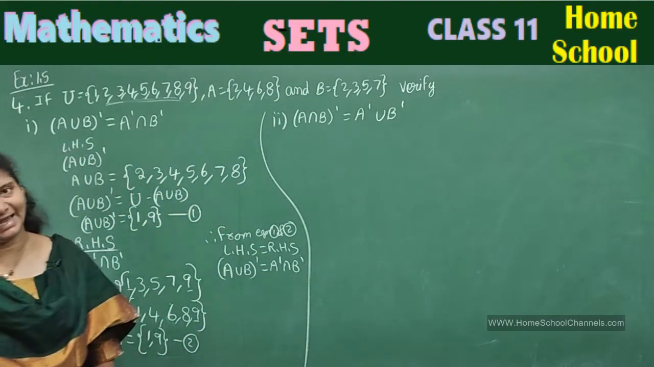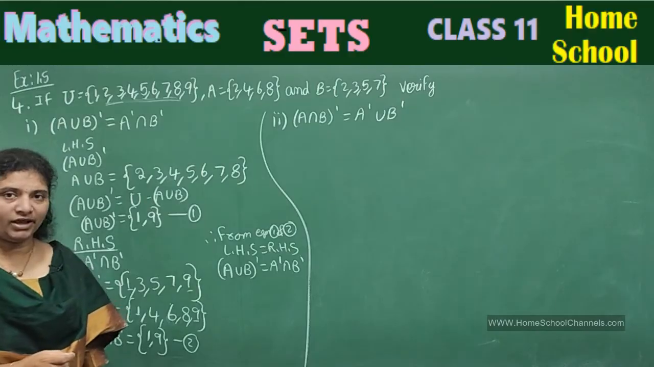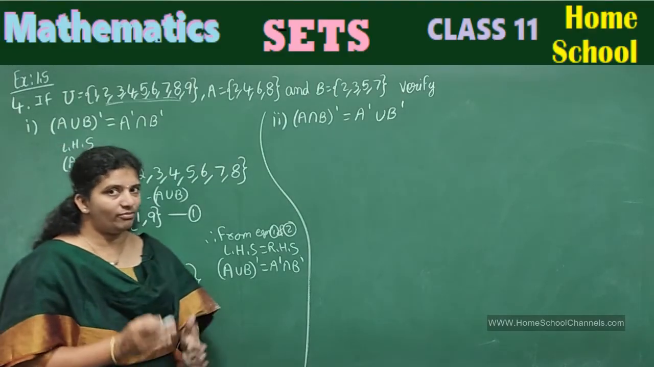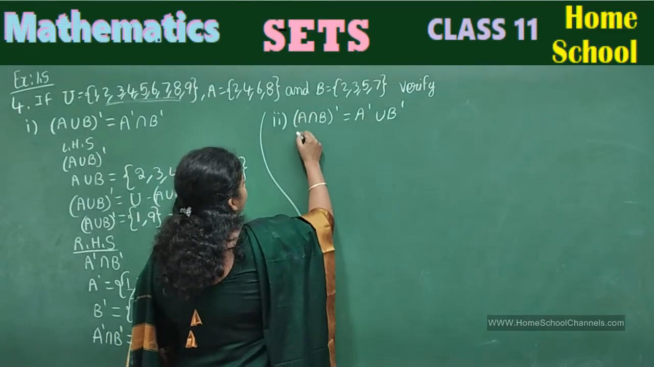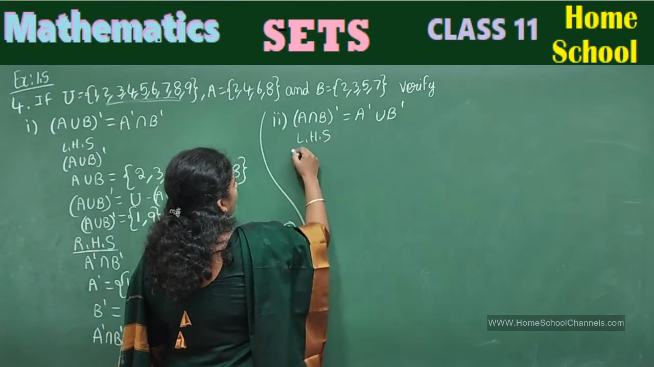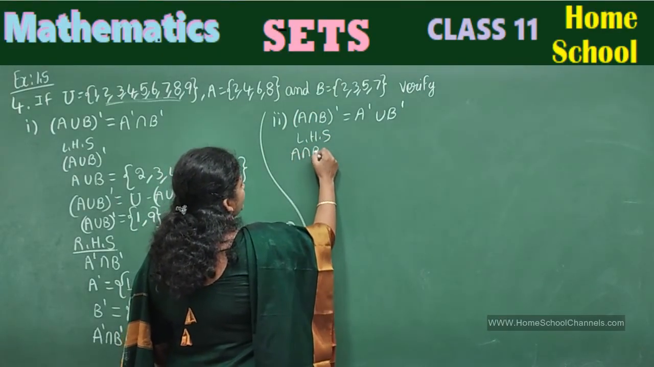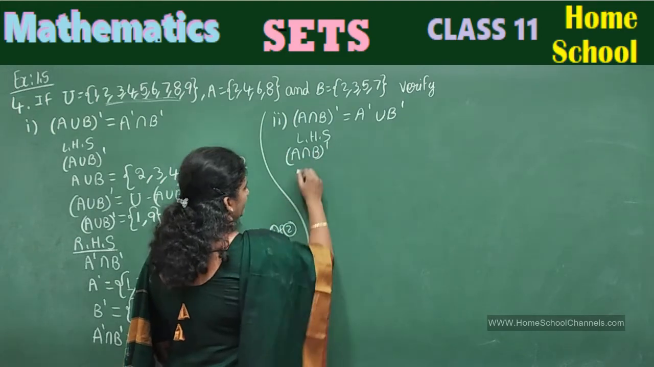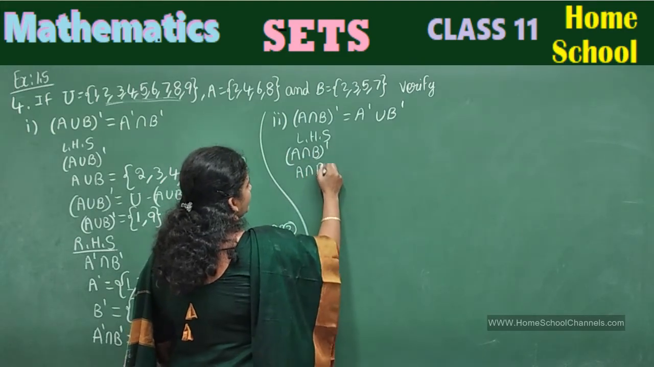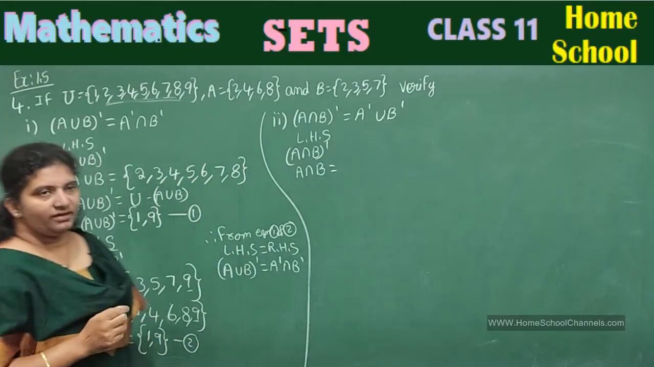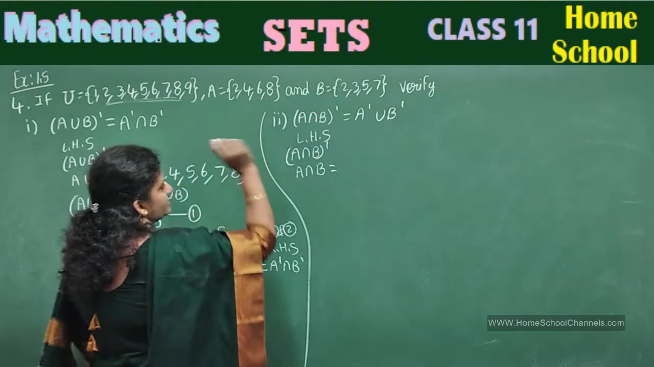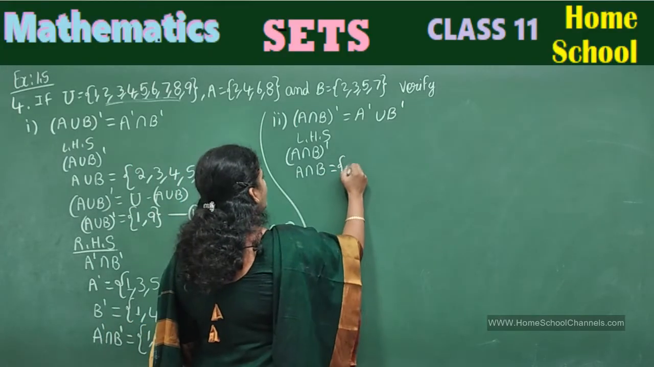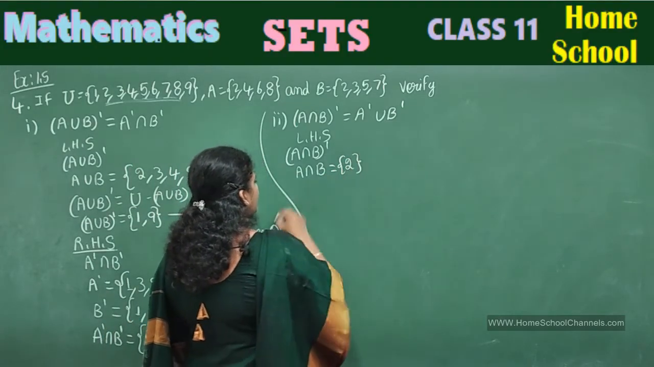Similarly, let's go for the second law: A intersection B whole complement is equal to A complement union B complement. In the same manner, first consider LHS. Find A intersection B complement. First find A intersection B. What is A intersection B? 2. That's it, only 2. 2 is A intersection B.